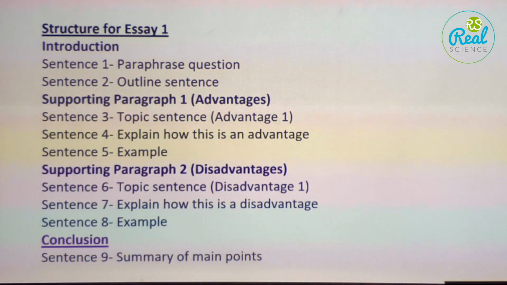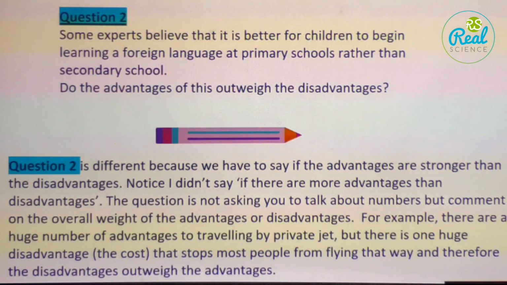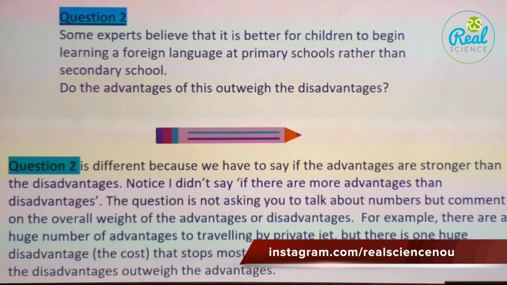First, let's look at the questions itself. Then for every single question over here, there's an essay. So now it's question 2. Some experts believe that it's better for children to begin learning foreign language at primary school rather than secondary school. Do the advantages of this outweigh the disadvantages?